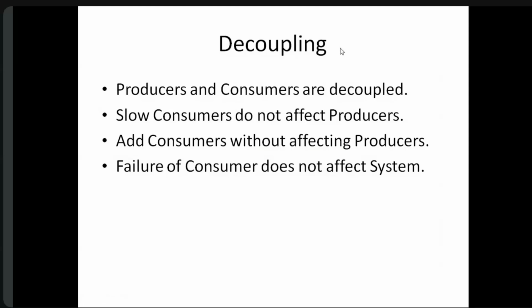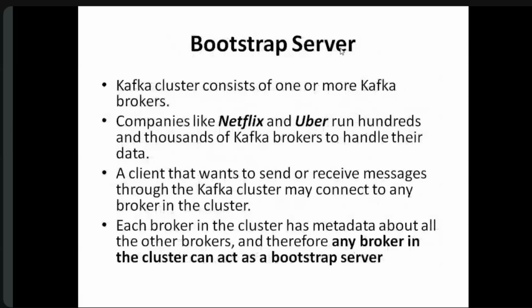Let's go ahead now. Bootstrap server. Now it will answer your question. You were asking how the producer will get to know which broker to send the data to. So this is the point. What is a Bootstrap server? We know what a broker is, right? Obviously Netflix and Uber will have multiple brokers in their Kafka clusters because these companies are very big. Their software is also very big. There are many subscribers all over the world using these applications.